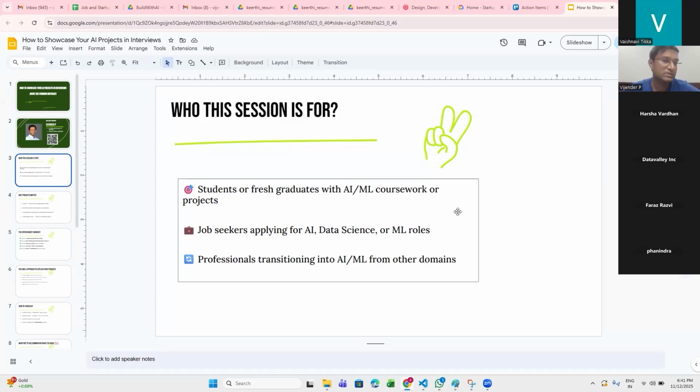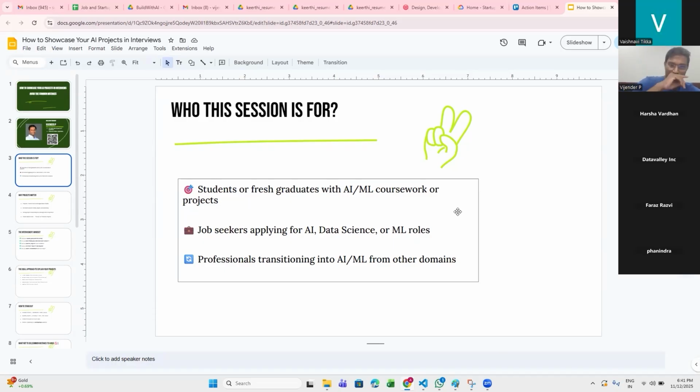This session is basically for students or fresh graduates with some AI/ML coursework or some kind of project work, correct? This is also for job seekers who are applying for data, AI, data science, or machine learning roles, right? And this is also for professionals transitioning into AI/ML from other domains, right?